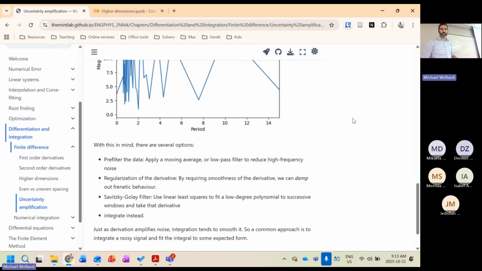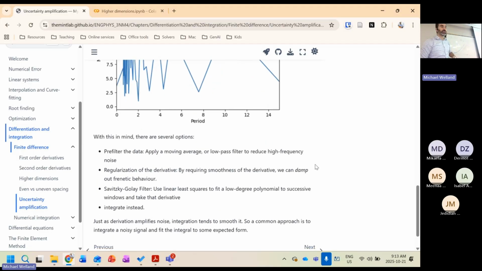What's the other one? Low pass filter, reduce the high frequency noise. You could regularize the derivative. I think this one's called Tikhonov regularization filter scheme. I don't know. What you do is you require smoothness of the derivative.